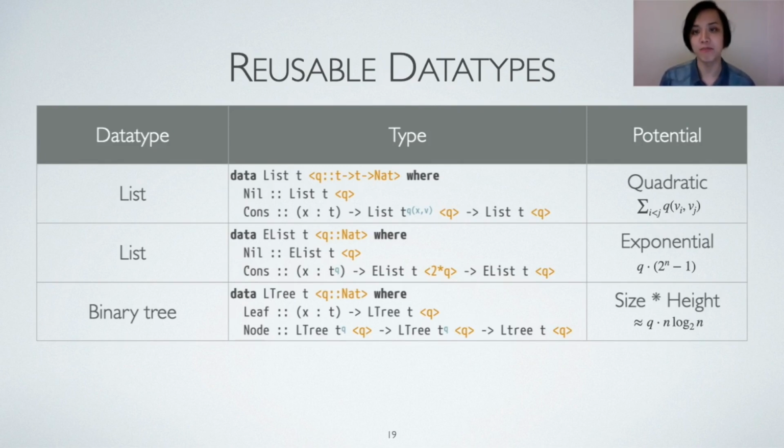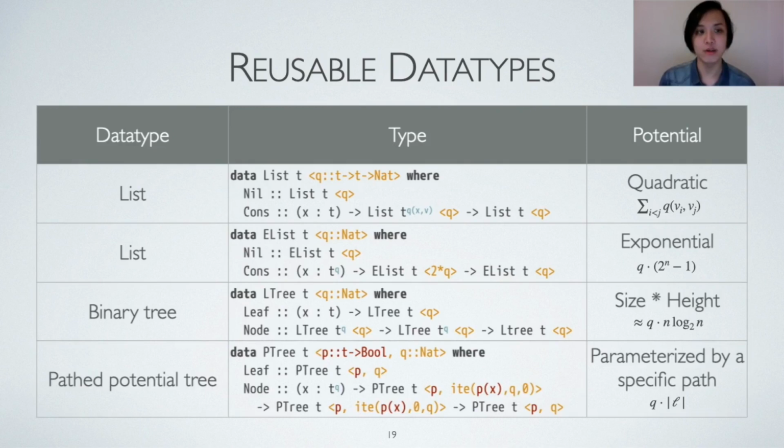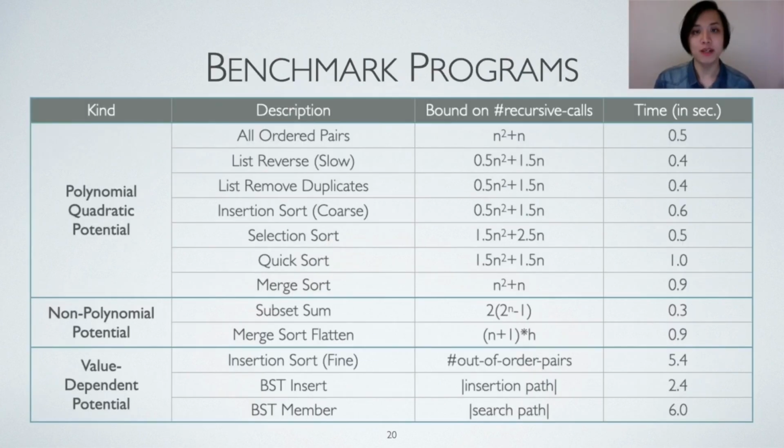The fourth one also defines binary trees, but it assigns potential to a specific root-to-leaf path on the tree. This is achieved by parameterizing the type with a predicate as a guide to a specific leaf. With these data types, we are able to express and verify the time complexity of 12 challenging benchmark programs. As the table shows, the resource bound can be polynomial, non-polynomial, or value-dependent. Our prototype implementation is reasonably efficient, and no other automated resource analysis system can verify all of our benchmarks. Details of the benchmark programs can be found in our paper and the technical report.